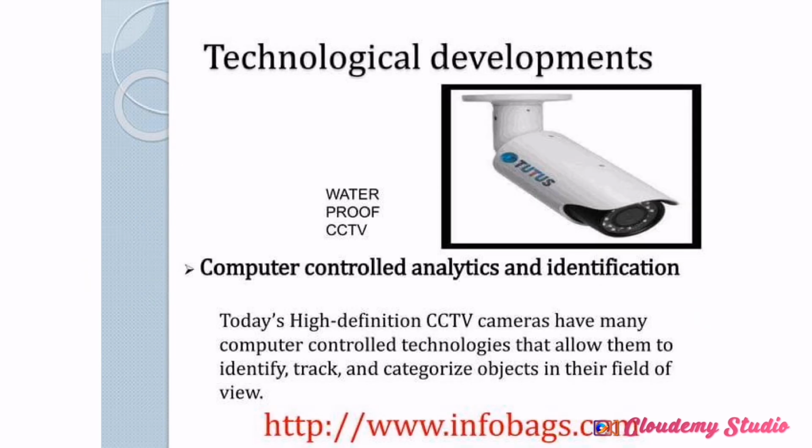We can proceed. So we have technology development, waterproof CCTV. So this is the waterproof camera. As you can see when you look at the picture, this is the bullet camera, meaning it survives outside. It's a weatherproof camera. Okay, we have a dome and a bullet, and we have a lot of types of cameras, but for now we are looking at these two cameras. So computer controlled analytics and identification. So today's topic here, that's where we are.